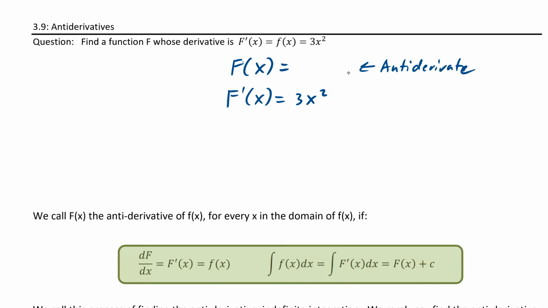So looking at this, you could probably already guess that, oh, well, if it was a 2, that means we had to start with an x cubed. And then that 3 will come down. And so now you can just check by taking the derivative. That would be 3x squared, and it checks. So this is our antiderivative.